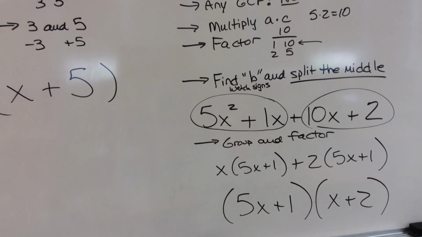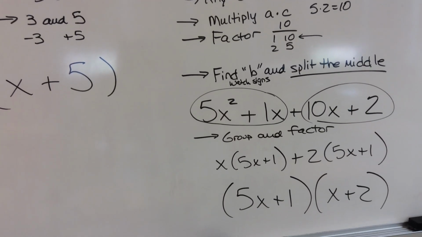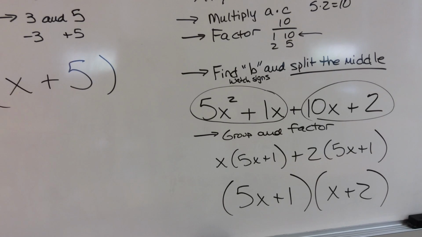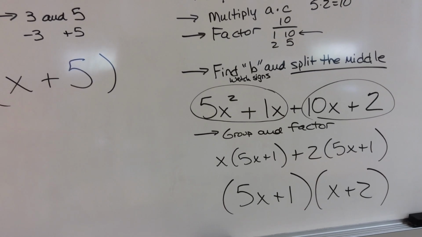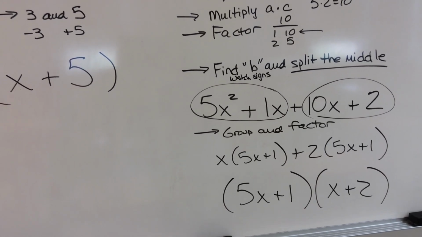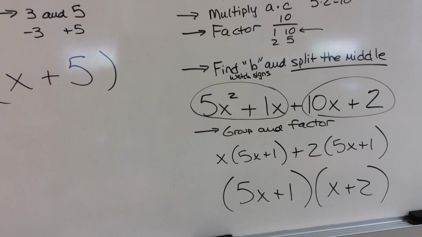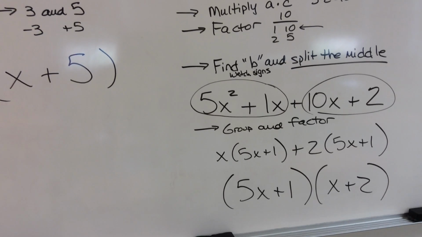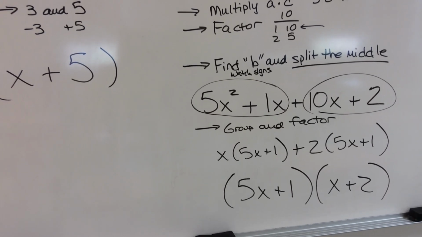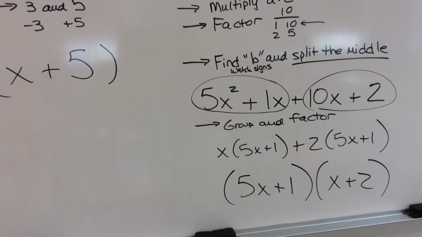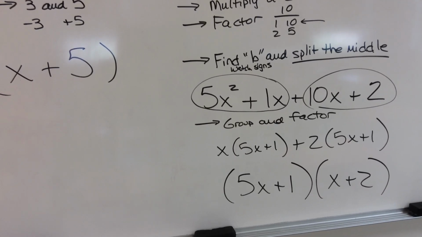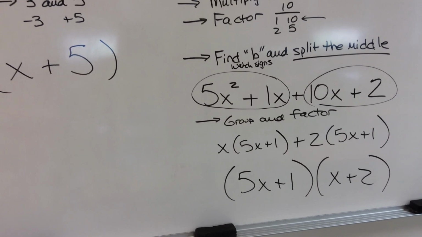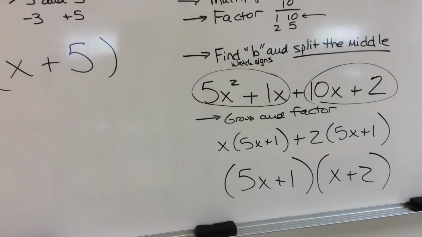So the 5x squared plus 1x, the greatest common factor there is x. I take that out. I'm left with 5x plus 1. The second group of 2 is 10x plus 2. I factor out a 2 from there, and I'm left with 5x plus 1. Remember, I have to end up with the same repeating binomial with that second group as I got from the first one. So I got that 5x plus 1 the first time. I have to get 5x plus 1 from the second one.